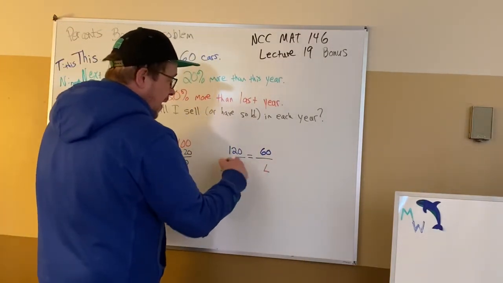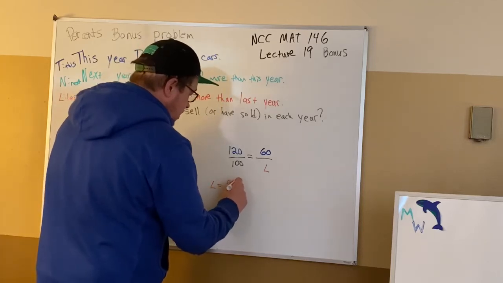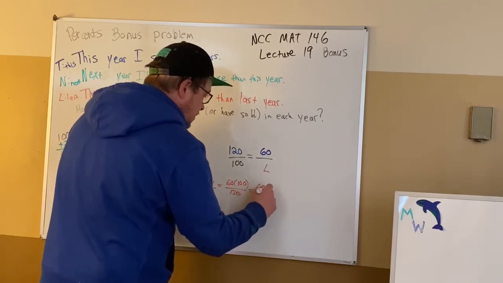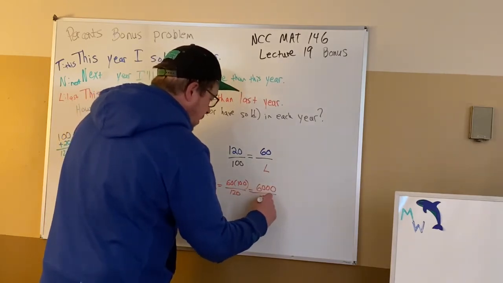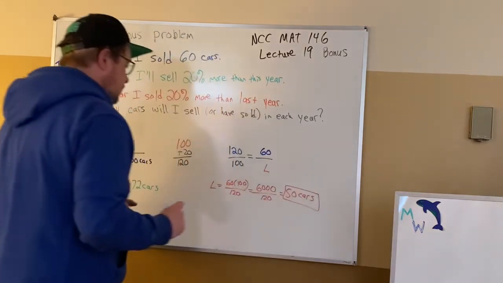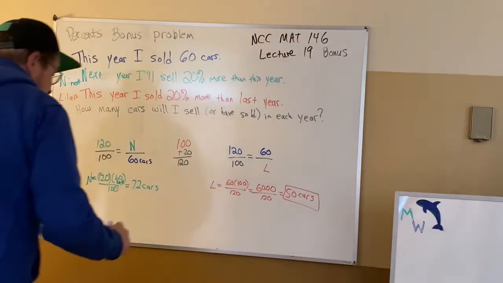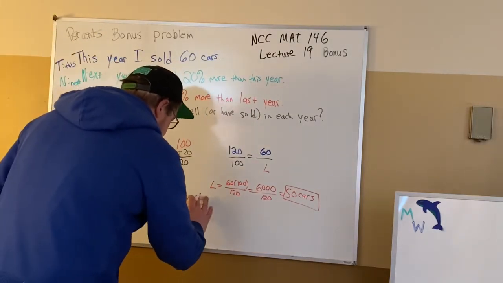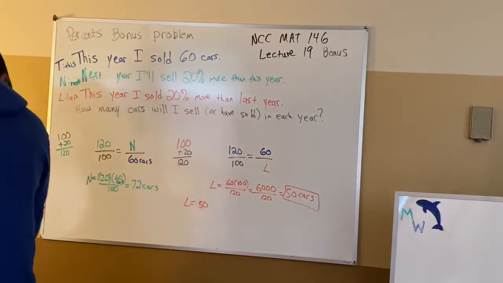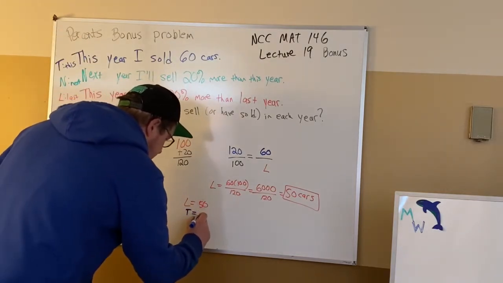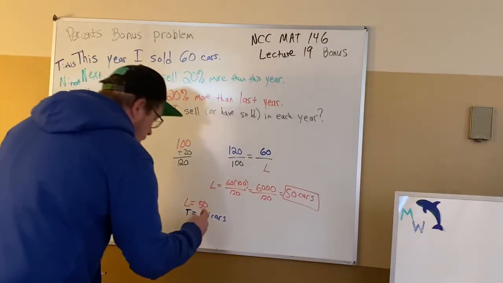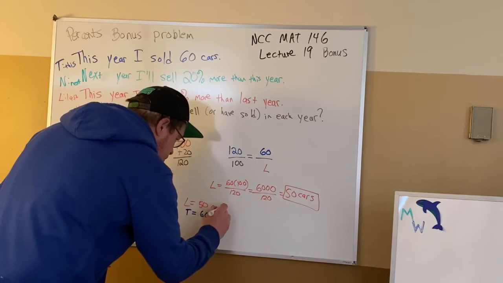So now I'm going to have to divide this by 120. L equals 60 times 100 divided by 120. That's 6,000 divided by 120, and that gets me 50 cars. So the answer is L equals 50 cars. This year, as established, is going to be 60 cars, and next year it's going to be 72 cars.